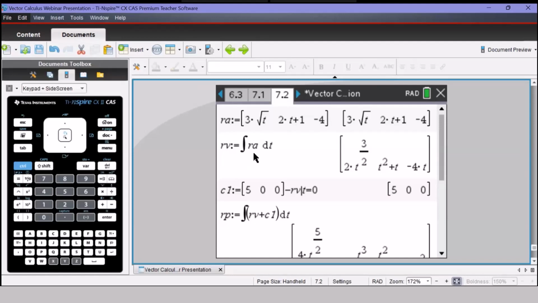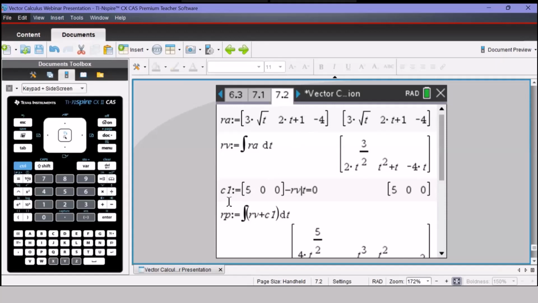Okay, so now I've assigned RV, the general velocity vector, to be the indefinite integral of the above vector with respect to t. If I anti-differentiate 3 root t, I get 2t to the 3 on 2. Anti-differentiate 2t plus 1, I get t squared plus t. Anti-differentiate negative 4, I get negative 4t. But when we anti-differentiate, we need to add a constant.